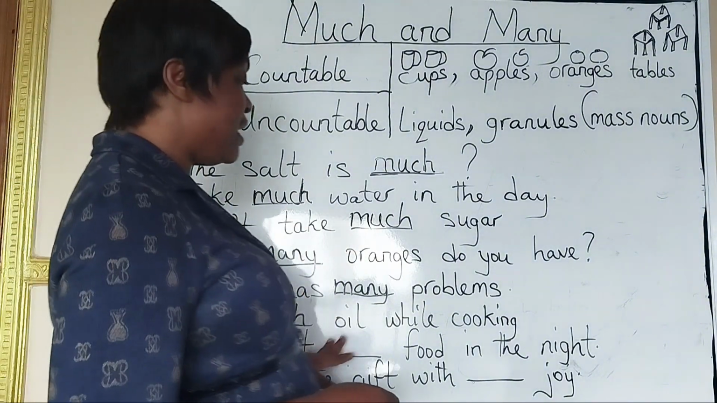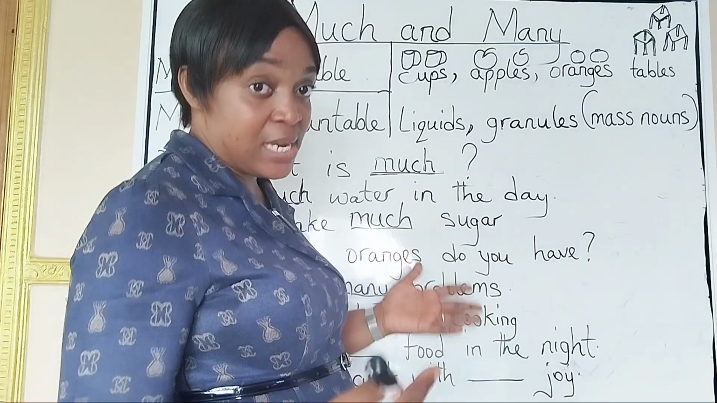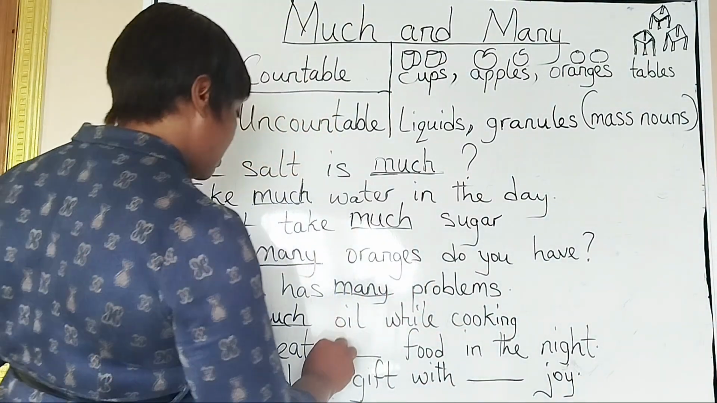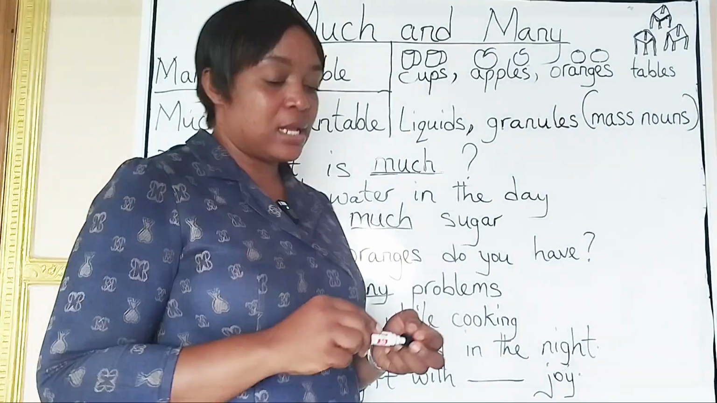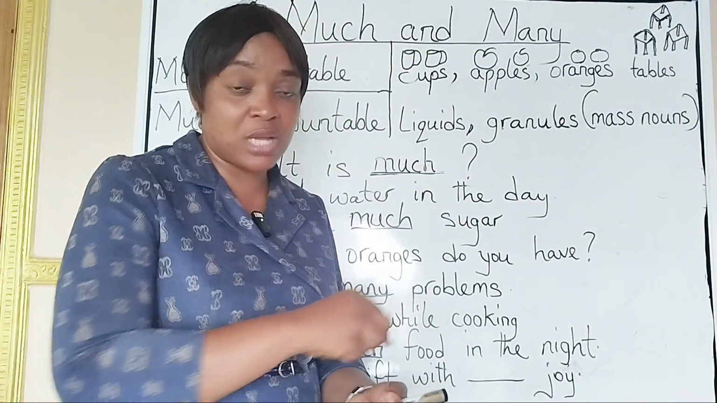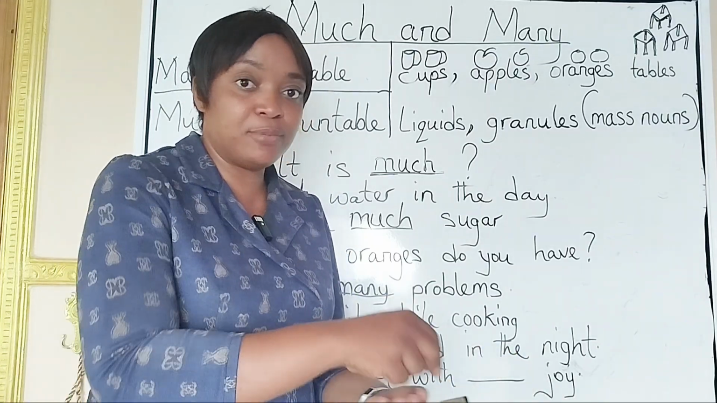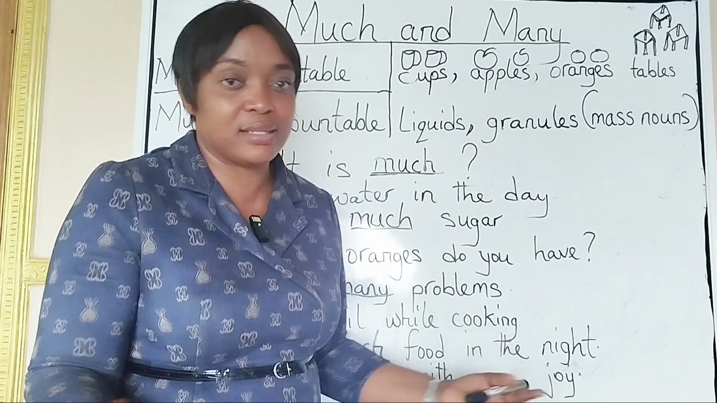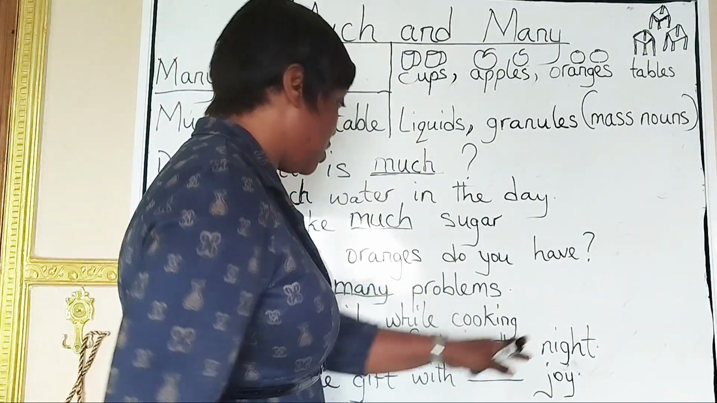I don't eat much food in the night. I don't eat much food, not many, much. Because you can't count the food. Let's assume it's a plate of rice. Will you be able to count it? No. Let's assume it's a plate of beans. Will you be able to count one beans, two beans? You can't. So we say, I don't eat much food in the night.